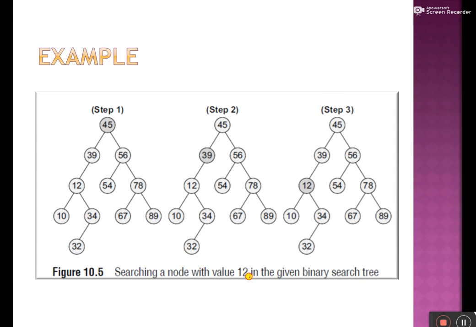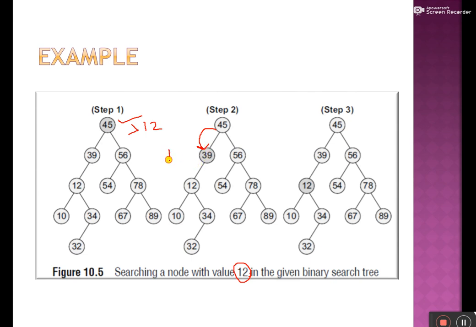Let's consider this example to search for a node 12 in the given binary search tree. So we'll start from the root node. In step 1 we will go to the root node. Here the value of the root node is 45 and the value to be searched is 12. So we will compare the current node that is visited to the value to be searched. Here 12 is less than 45, so in step 2 we will apply the search to the left subtree. So we will visit the root of the left subtree, which is 39.